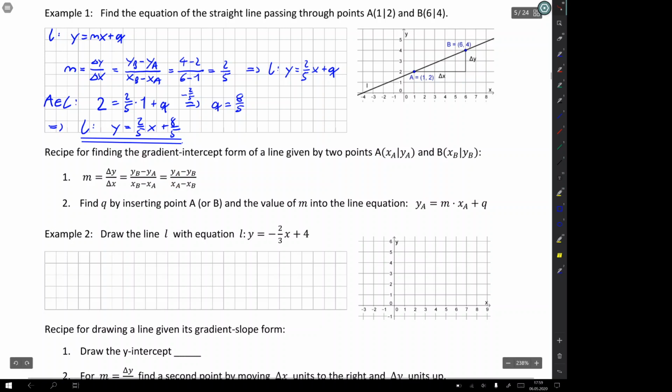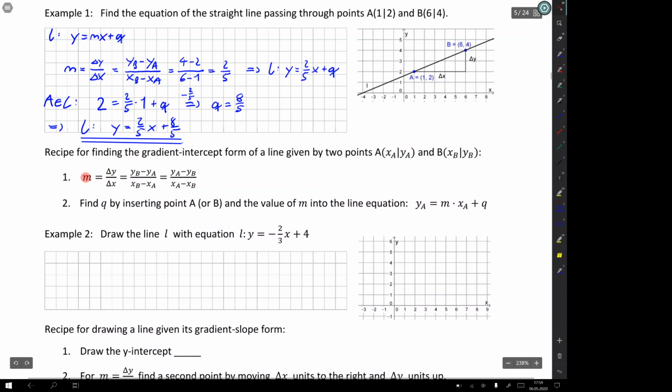You can see that also by what happens from here to here: we expand by -1. So when I expand this by -1, I get minus yb plus ya, so ya minus yb, and the same happens on the bottom. Okay, that's the way to find m, just as this delta y divided by delta x.